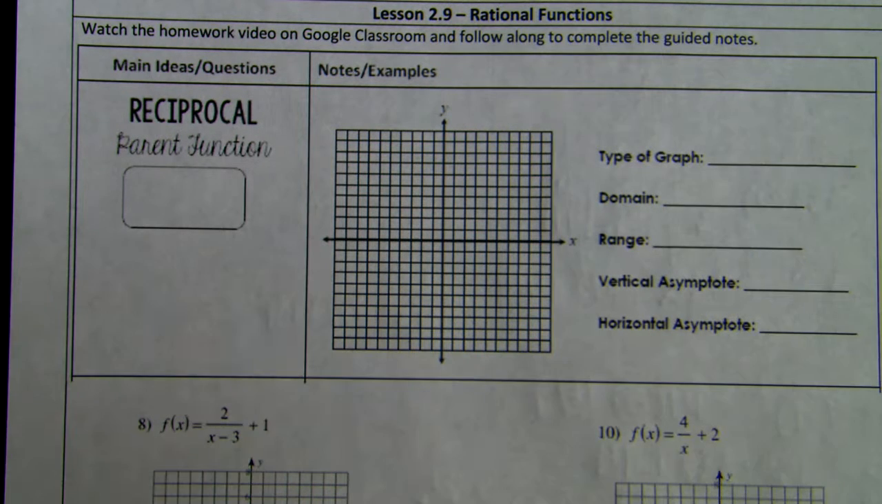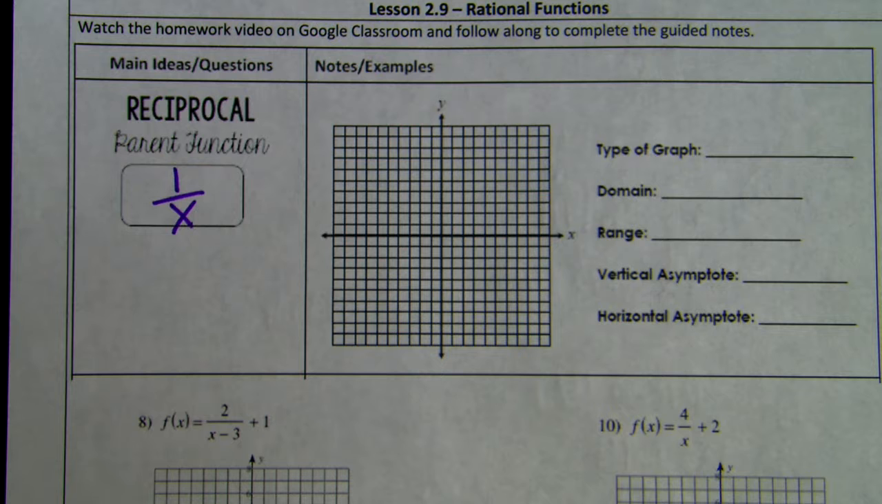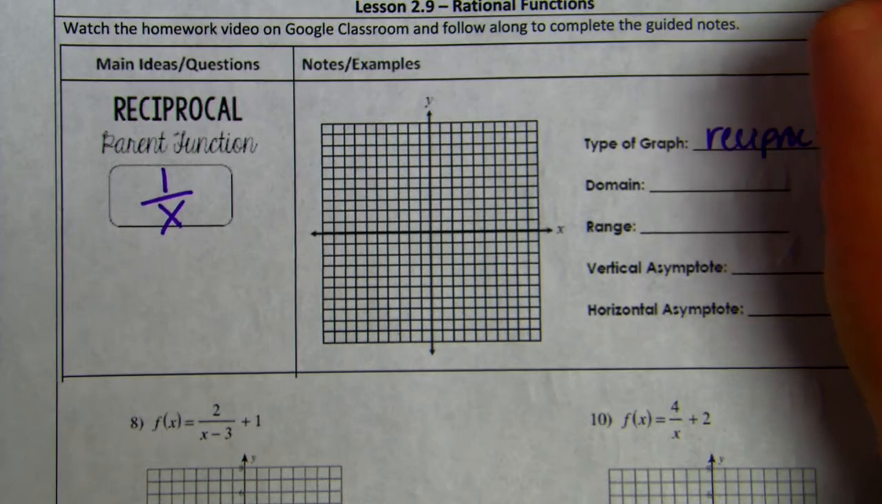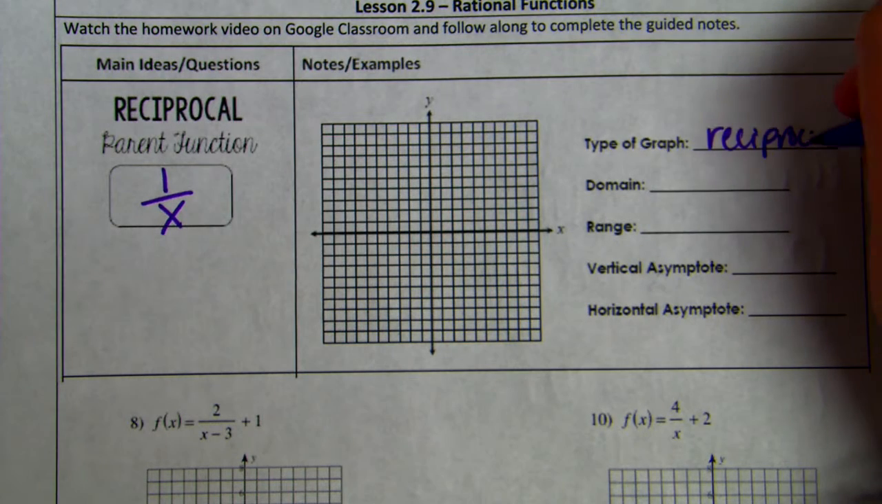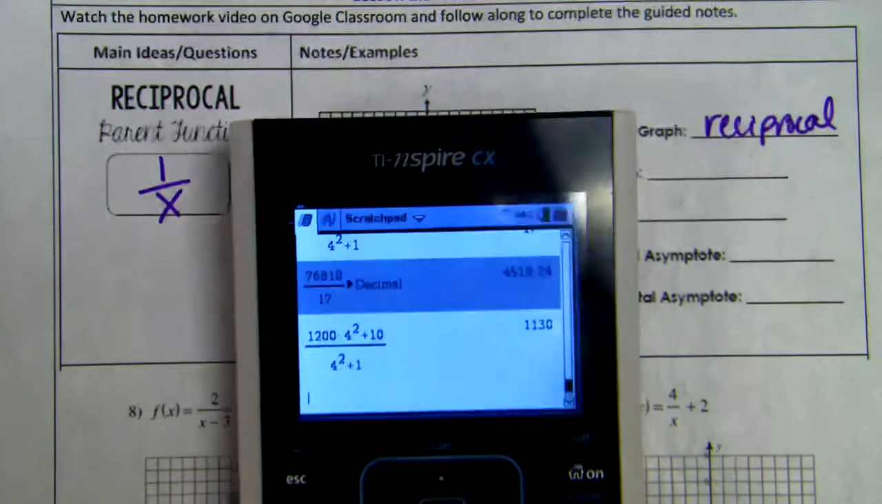So we're starting out with our parent function, which is going to be the ever basic 1 over x, just like that. So how does that look on a graph? The type of graph, it says right there, is a reciprocal graph. Oh man, I can't spell reciprocal. Basically, I'm going to graph it in my calculator first. Hopefully you guys can see this.